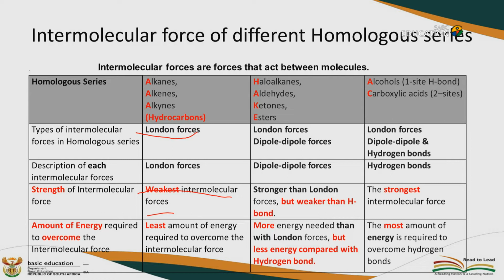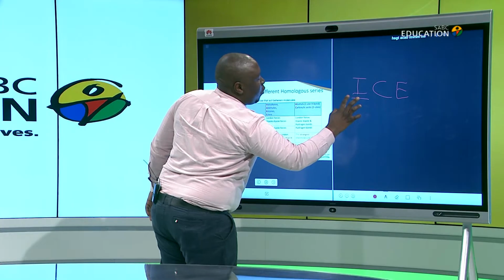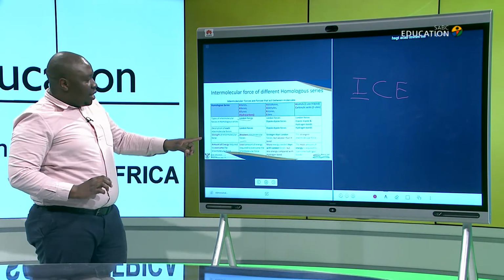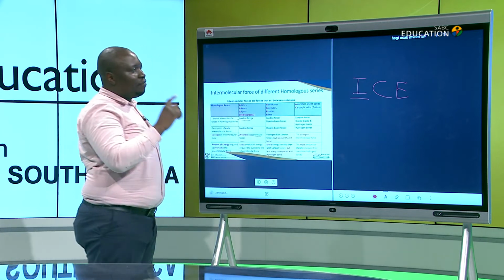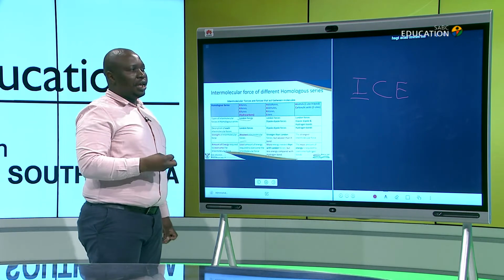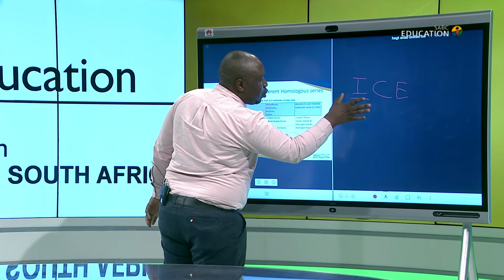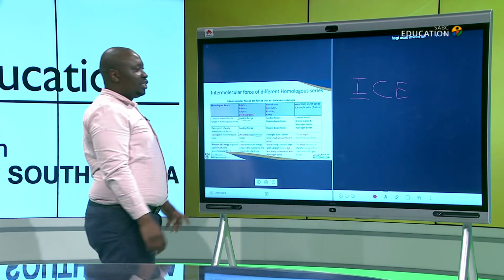So you can see all the time what I'm doing. I'm identifying the type of the intermolecular force. That is the first thing that you do. Immediately when you get a question, what you're going to look at is to identify the type of intermolecular force.